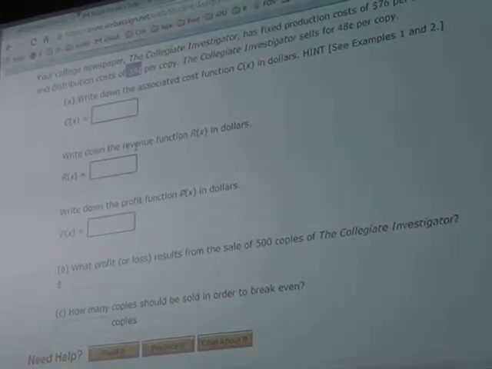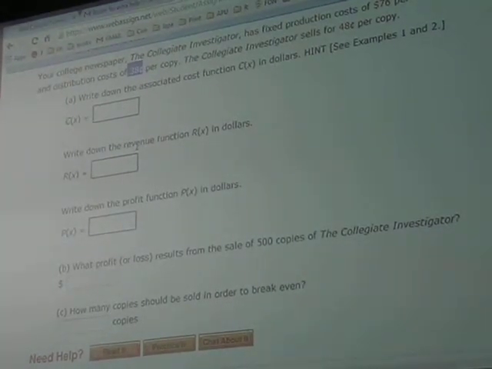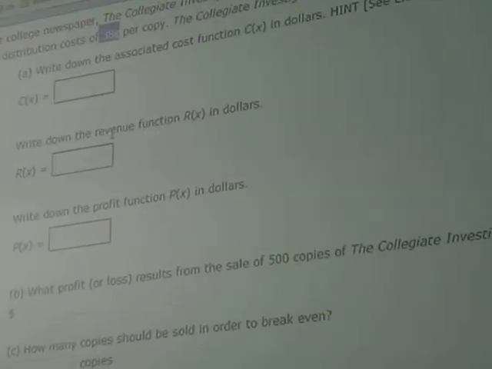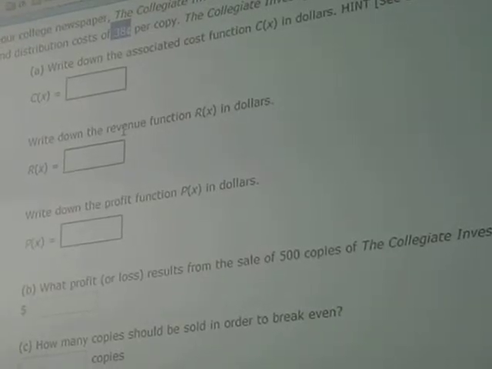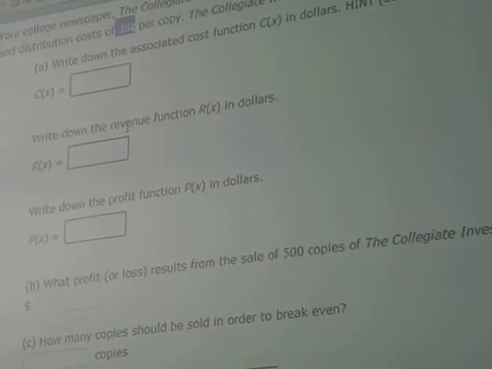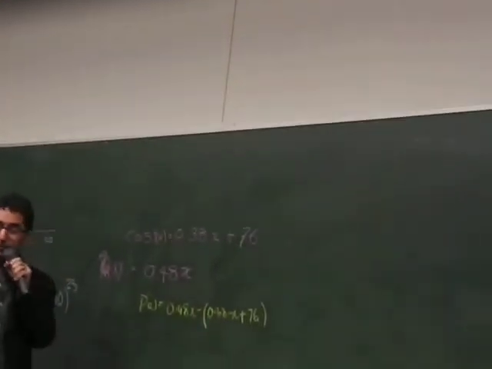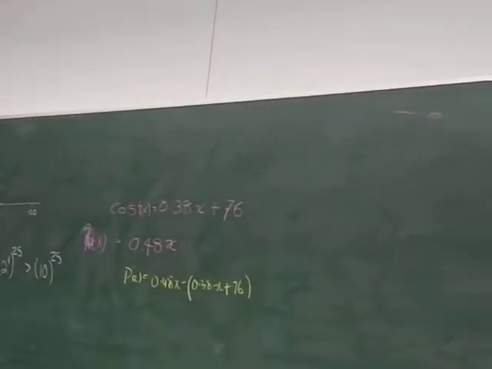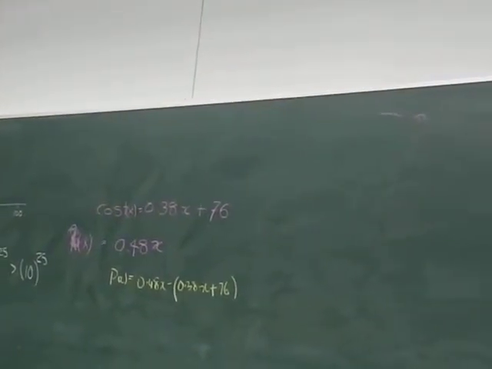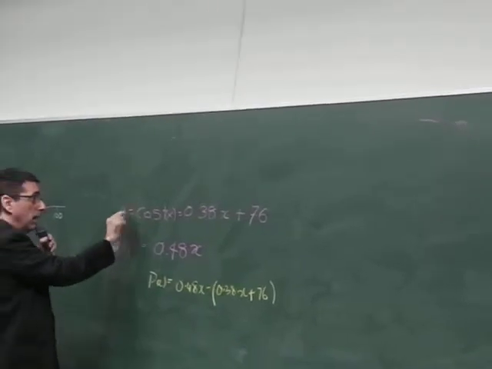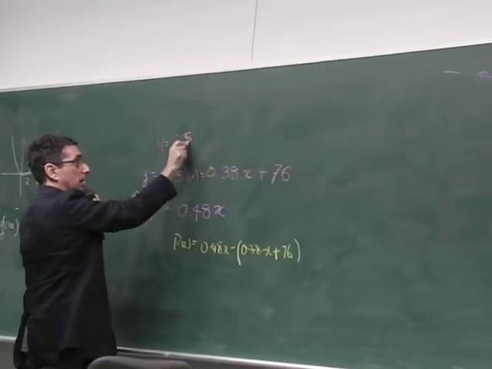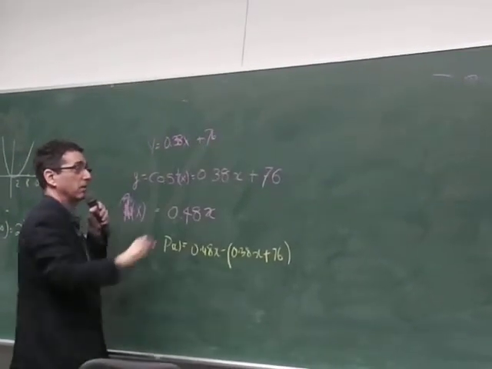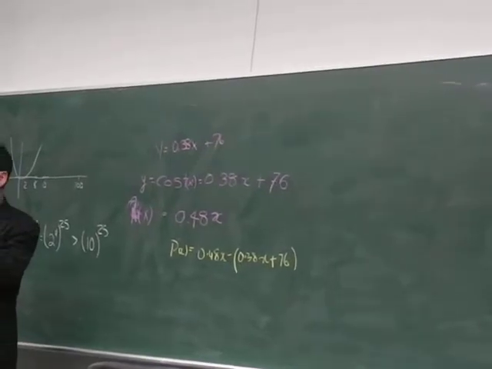In the last example, the cost function was linear, right? What does linear mean? Linear comes from the word line. Why do I call this linear? Because if I graph it, and let's call this side y, I really have y equals 0.38x plus 76, that's a line, right? So that's called linear.